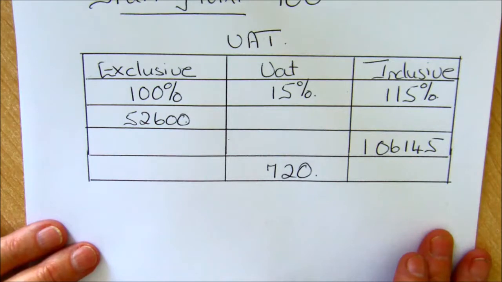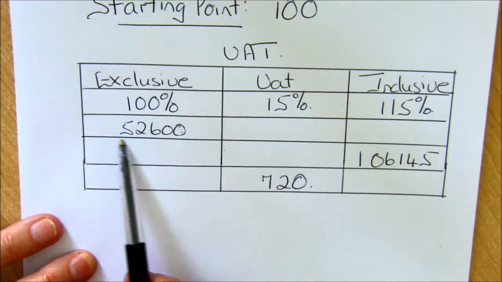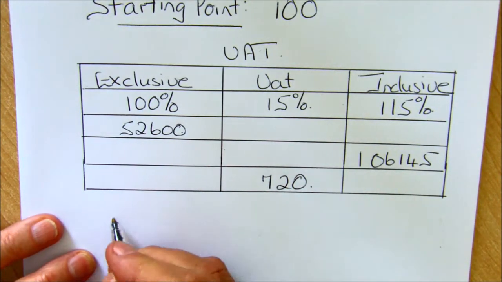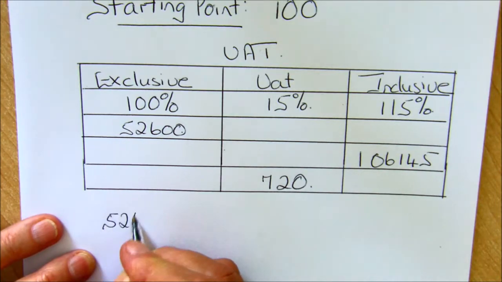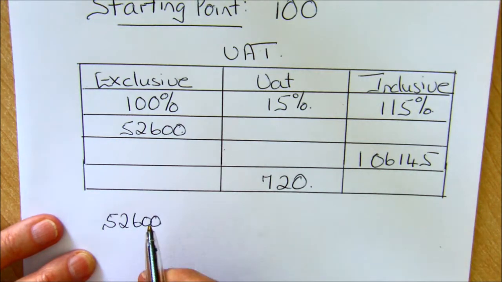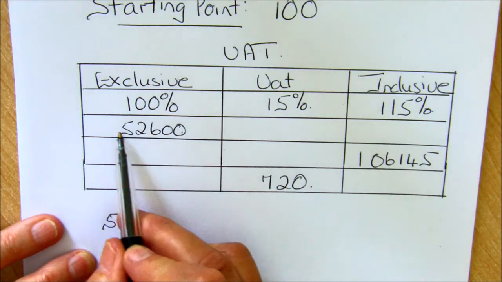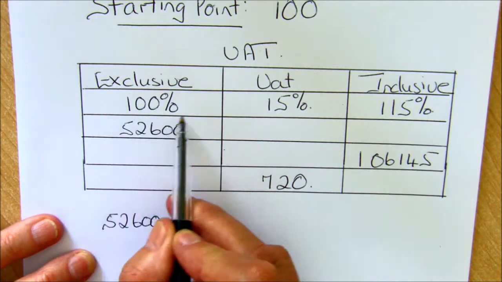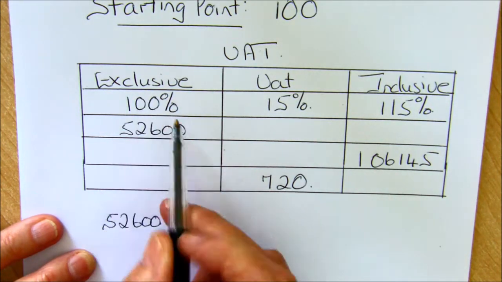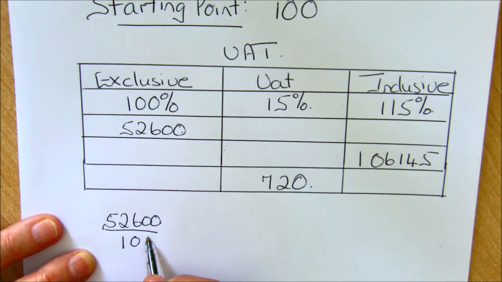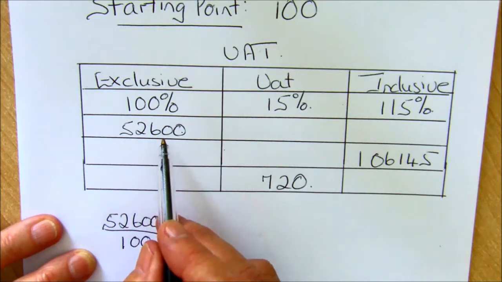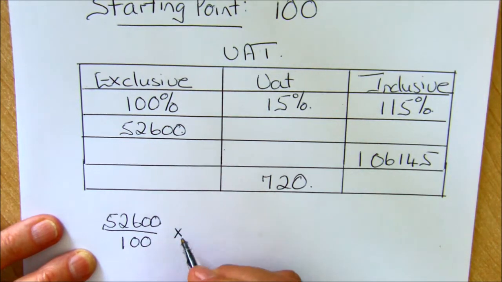So if you look here, I've got a table where I've given you the exclusive amount of 52,600. Now, at this point, that is the exclusive. And exclusive is equal to 100%. So we're going to divide it by 100. We divide by what we're given. And we're given the exclusive amount. We times it by what do we want.